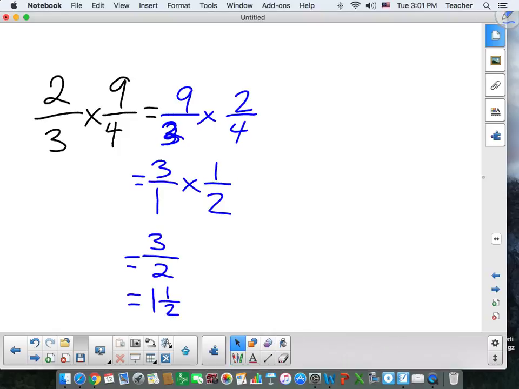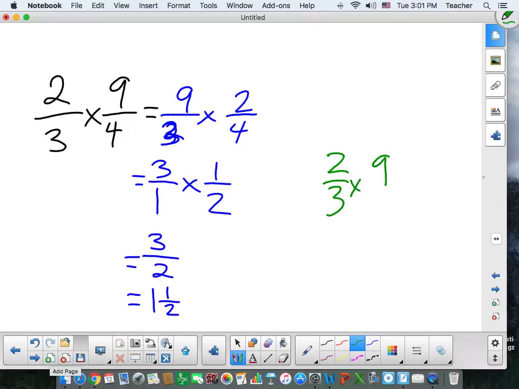So let's try something different. 2/3 times 9/4. In the question, we simplify. 2 divided by 2 is 1. 4 divided by 2 is 2. 3 divided by 3 is 1. 9 divided by 3 is 3. 3/2.